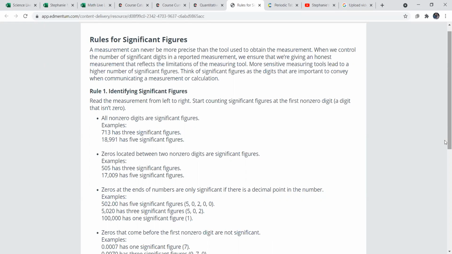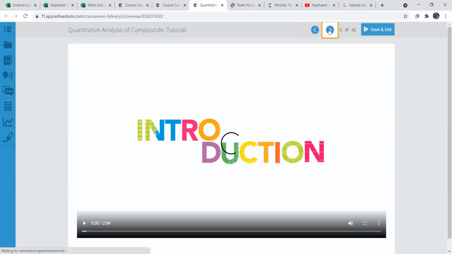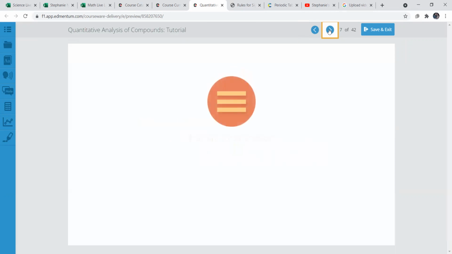And there's another mini lesson I have. I recommend you refer back to it because it shows you how to calculate significant figures and how to figure it out. Okay, so there's a lot in here. I won't go over the questions. I'll let you just do those on your own. We'll skip the video too.